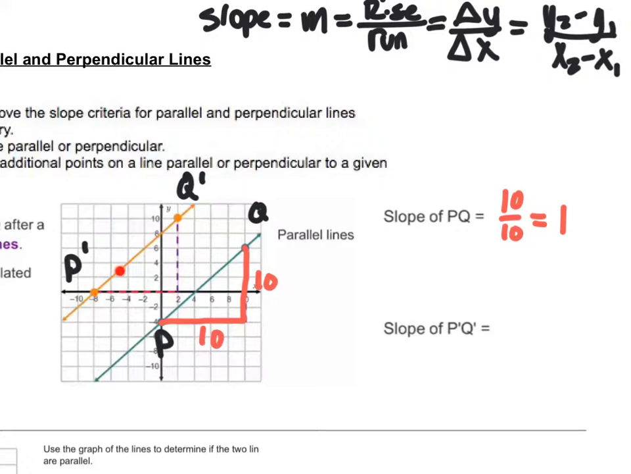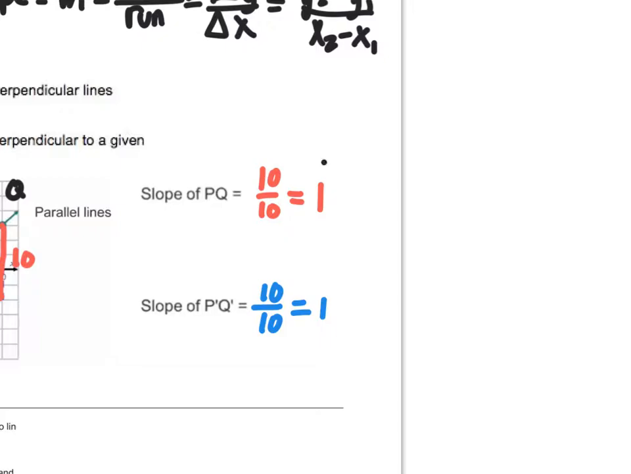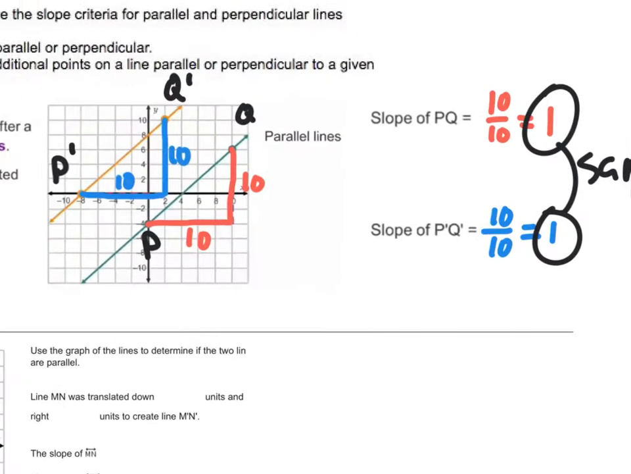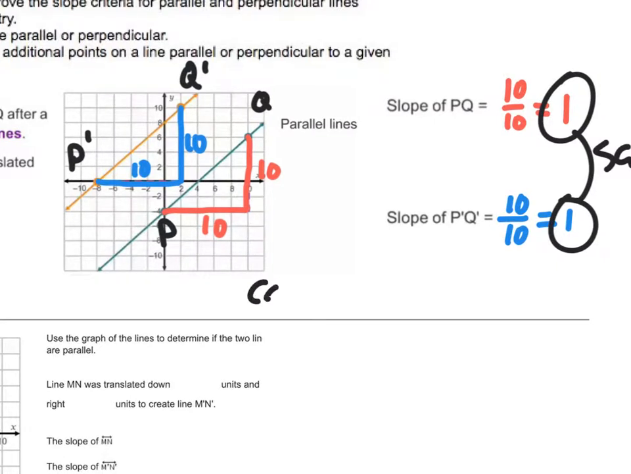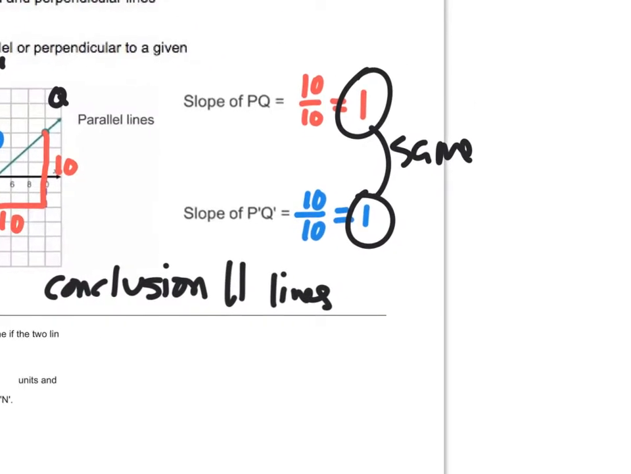And then what we notice about P prime Q prime is that we have the same thing. We have a horizontal change of 10, and a vertical change of 10. So if we take the vertical change, 10 divided by 10, we get a value of 1. And these slopes are the same. So the conclusion we can draw, and maybe you already knew this, is that parallel lines have the same slope.